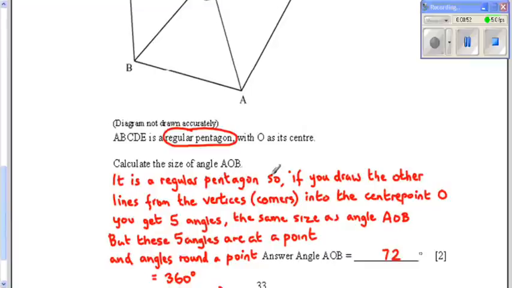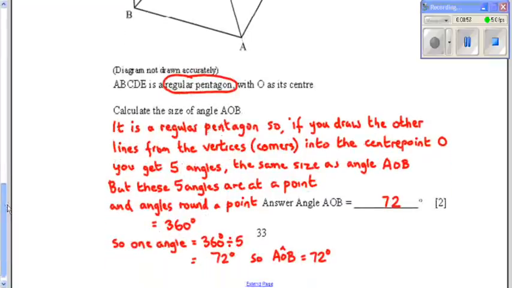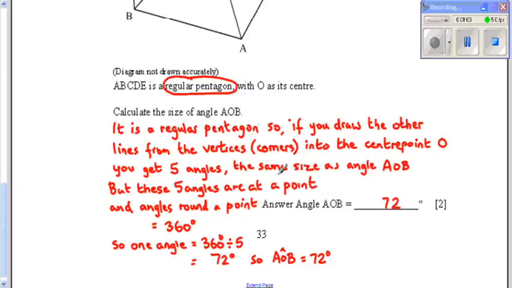So we've got those 5 angles at the center, but of course you remember that the angles that go round a point add up to 360 degrees. So those 5 angles together make 360 degrees. So one angle must be 360 divided by 5, and that works out as 72 degrees. So each of those angles is 72 degrees, but the one we're after, AOB, is also 72 degrees. So that's the solution for 15b.